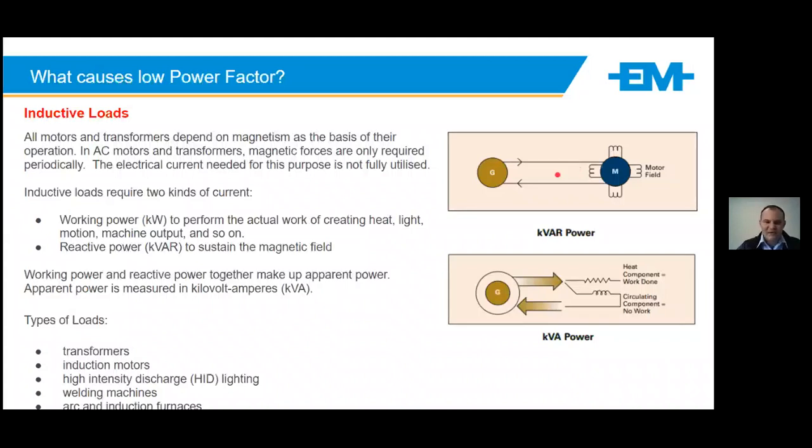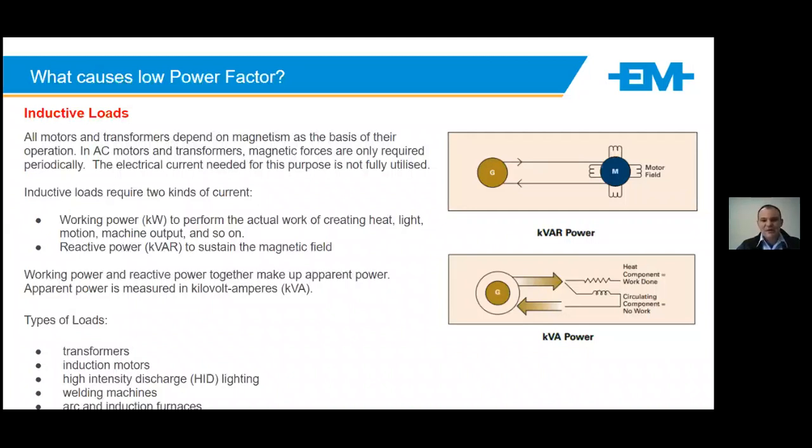So inductive loads require two kinds of current. As mentioned previously, working power, kilowatt, which performs the actual work in creating heat, light, motion, machine output, and so on. And then the reactive power to sustain this magnetic field. If we view our little image here, we've got the generator, supply and return, and this magnetic field, which is the force that we have to overcome. Working power and reactive power together, the two types of current combined, make up what we call apparent power. Apparent power is measured in kVA.